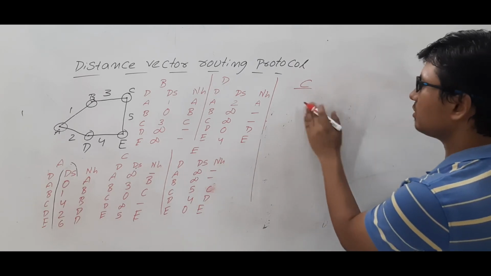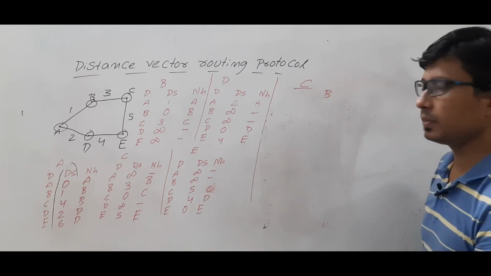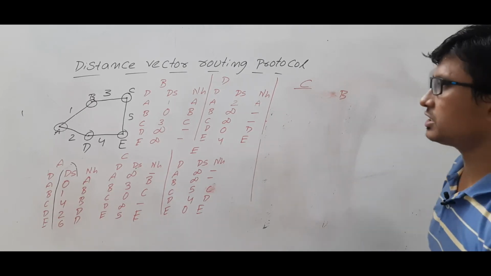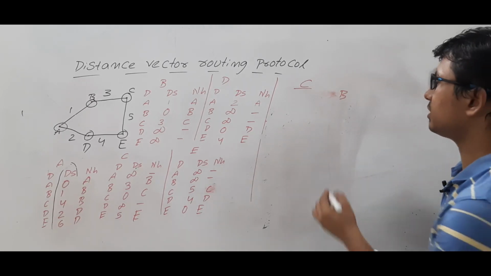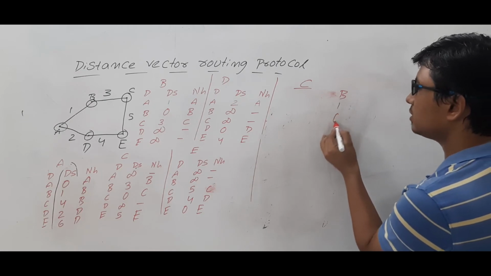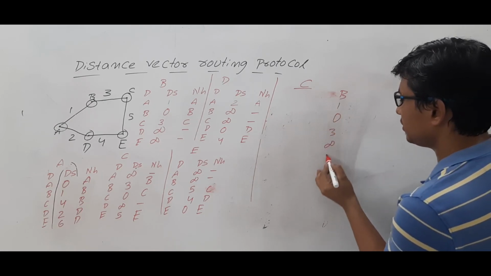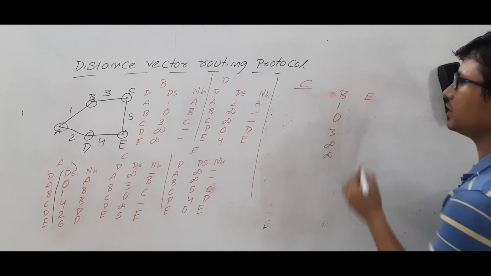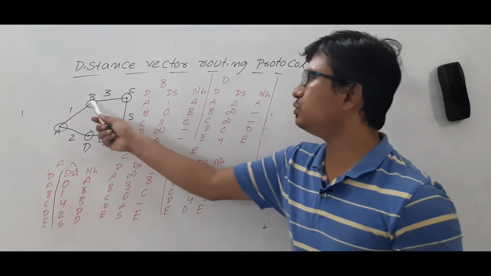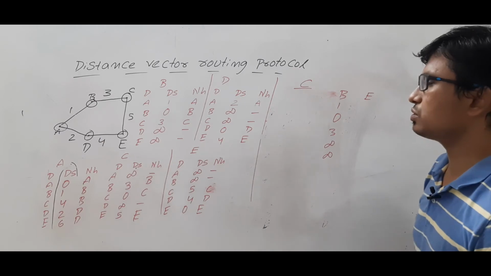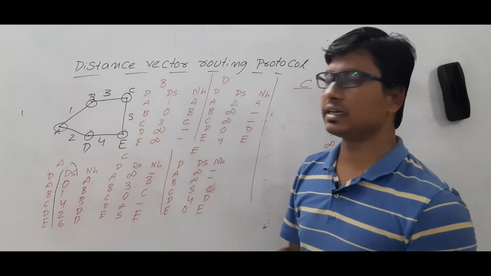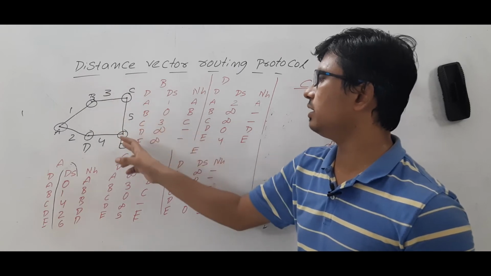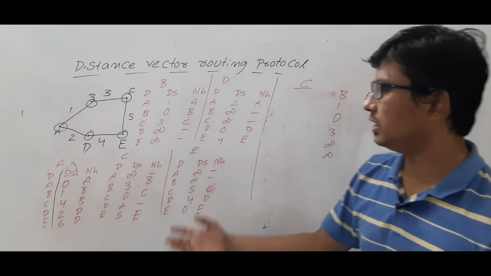It will get the information from B. Okay, let me write here. It will get the distance vector from B. What information will it get from B? 1, 0, 3, infinity, infinity. Similarly, it will get the distance vector from E. Why? Because these two are the neighbors of C. So B and E will exchange the information with their neighbors. B is a neighbor of C and E is a neighbor of C.